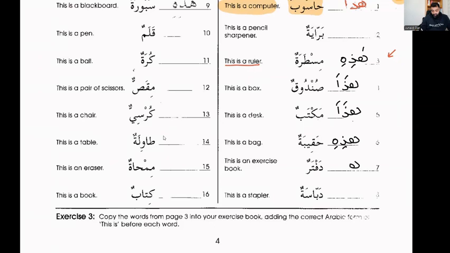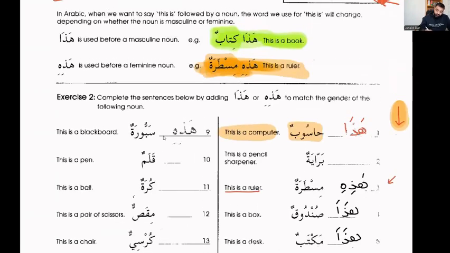هذا دفتر. Yeah, دفتر. Good. Okay. Next one. هذه دباسة. That's it. Yeah. The best. Good. Let's go to the top here. Number 9 is already given to you. هذه سبورة. So let's go to number 10.